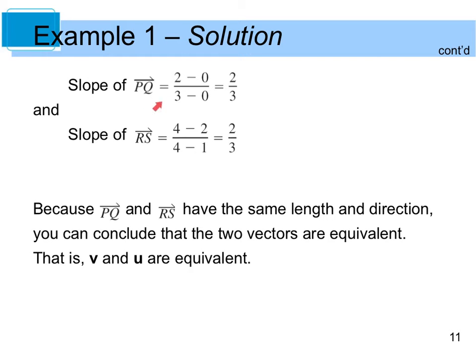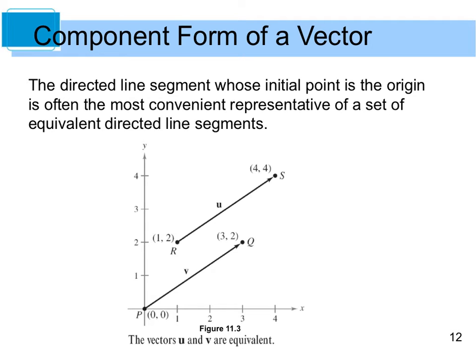All right, and here's the calculation for the slope. In algebraic form, we just did it graphically and counted, but you need to do both in order to prove that they are equivalent. All right, the directed line segment whose initial point is at the origin is the most convenient representative of the set of directed line segments. So if you have a choice, you always want to start it at the origin, because then you can look at the end, the terminal point here, and you can calculate out your magnitude a lot faster.